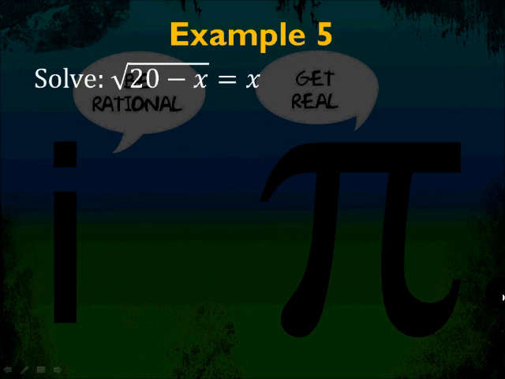Let's go to number 5. Radical 20 minus x equals x. Try this one as well, and check your answers when you're ready.